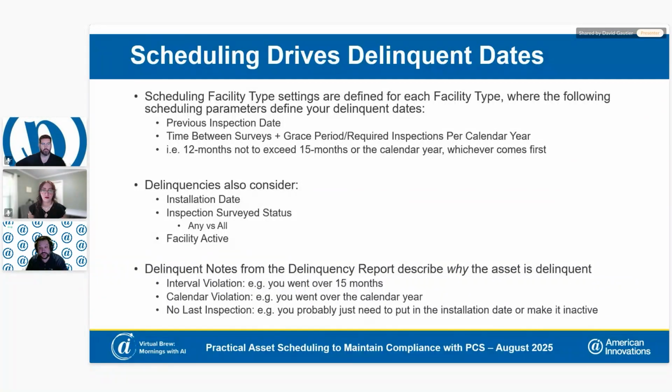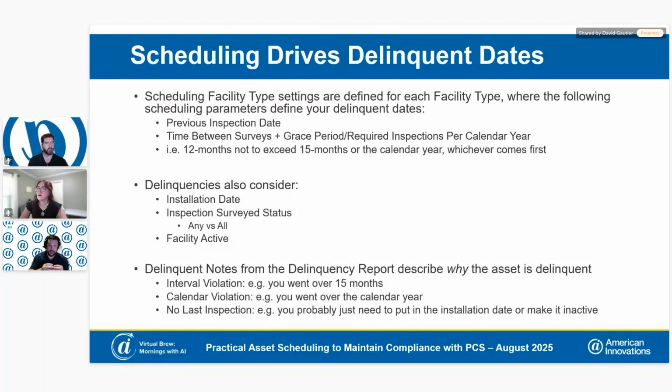Blue means visited, but it's not completed. So you went there, you gathered something, but you didn't do everything that you need to consider that particular inspection complete. And then white means you haven't visited it yet, right? In order for inspections to count towards meeting your scheduling requirements, in turn meeting your delinquency requirements, they have to be considered surveyed. You have to do all the things that you need to do.